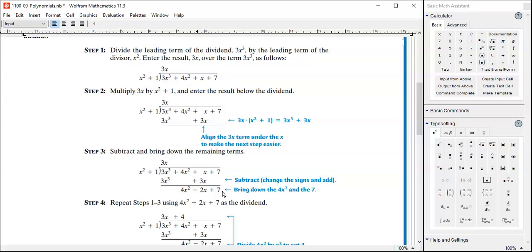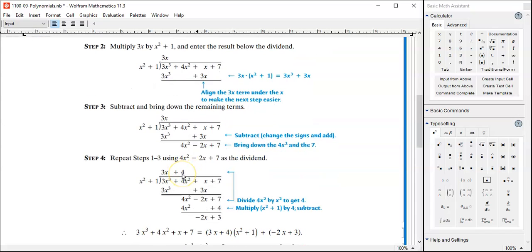Alright? And then we continue the same thing. Focus upon the leading term. 4x squared is x squared times something. So what is that something? Of course it's 4. So multiply by 4 and subtract.